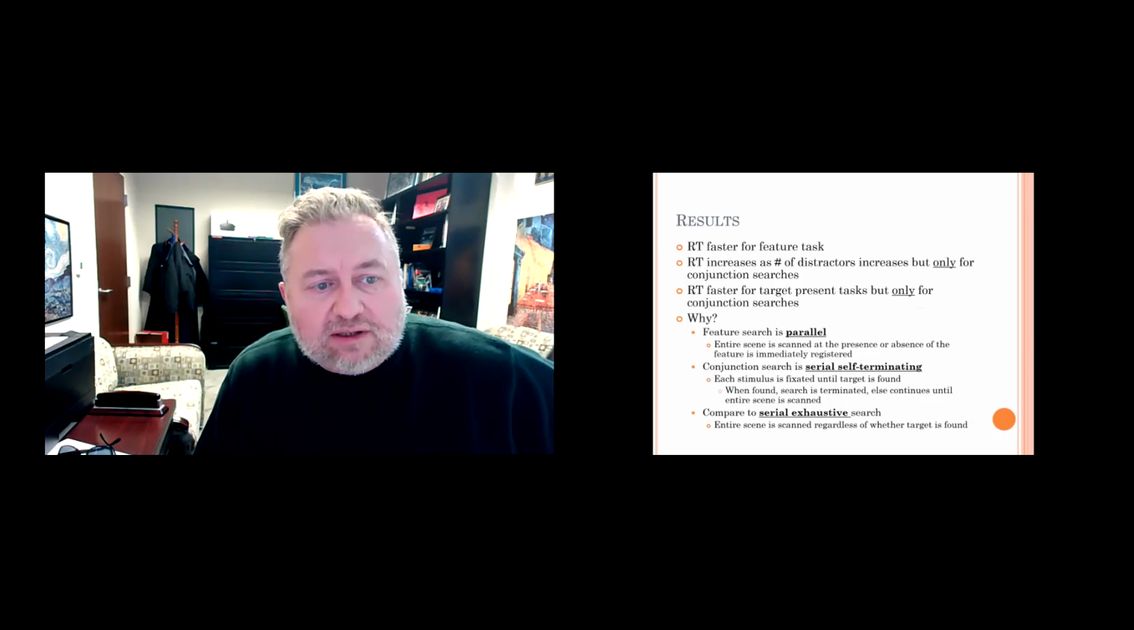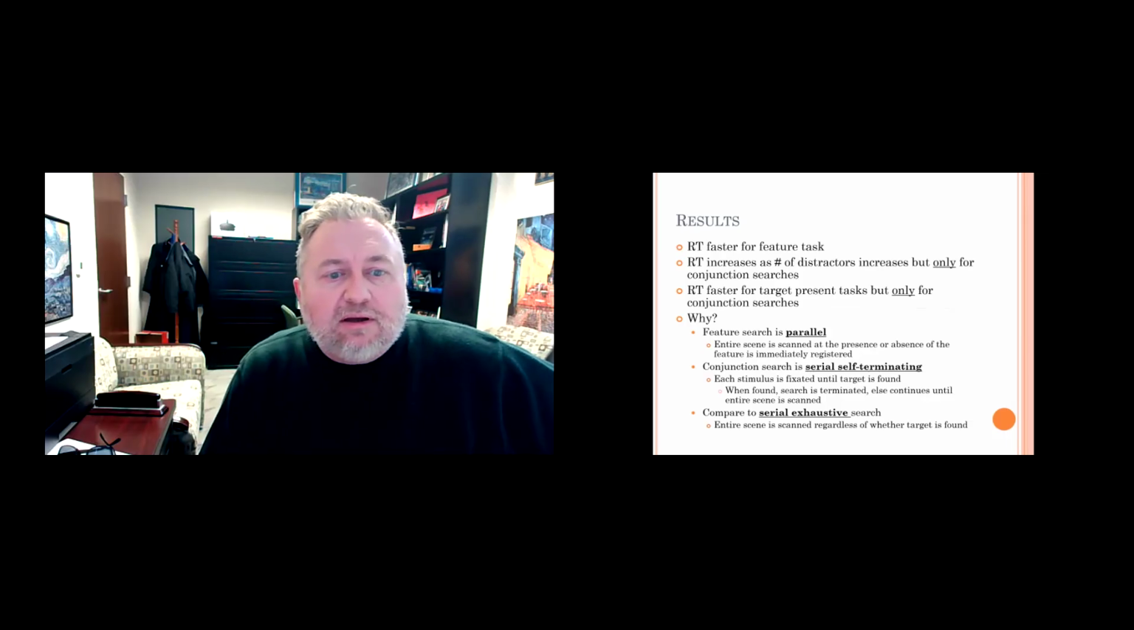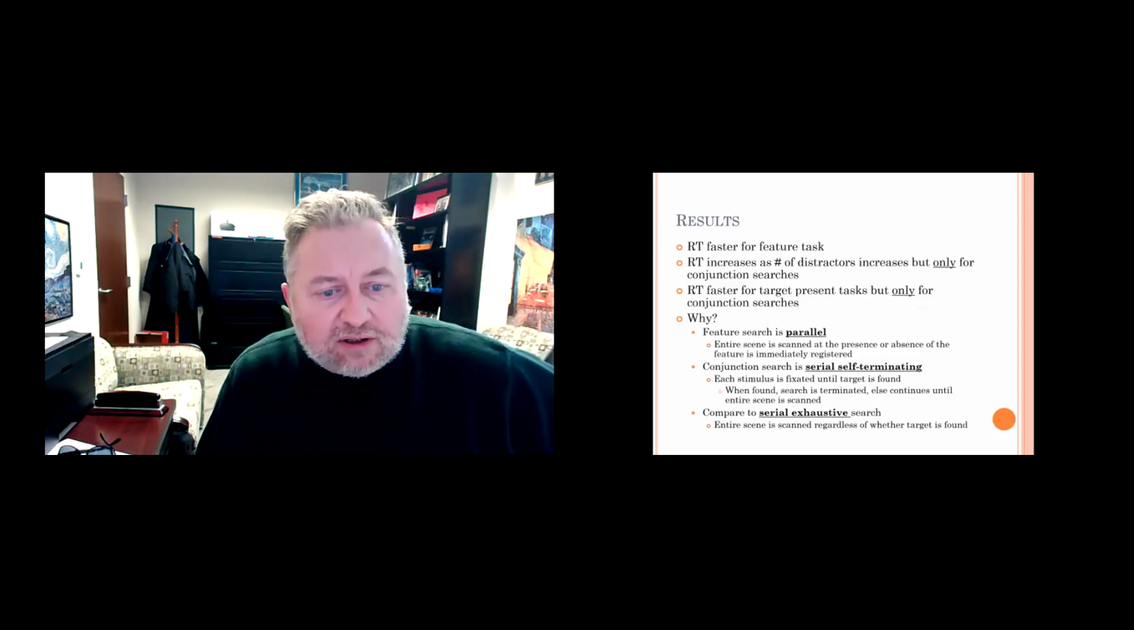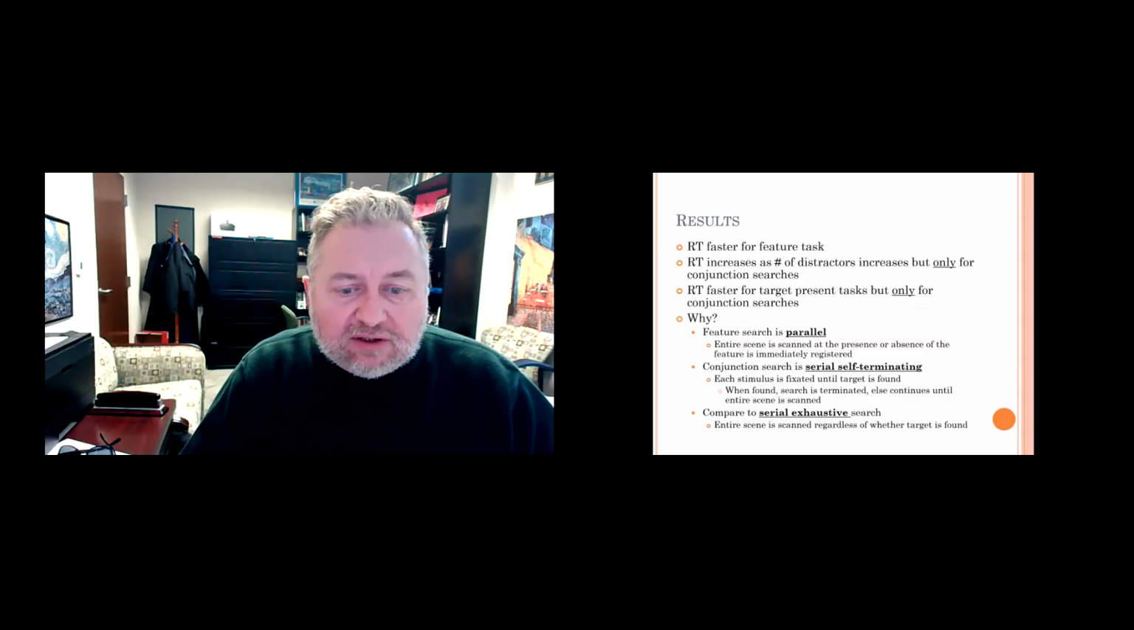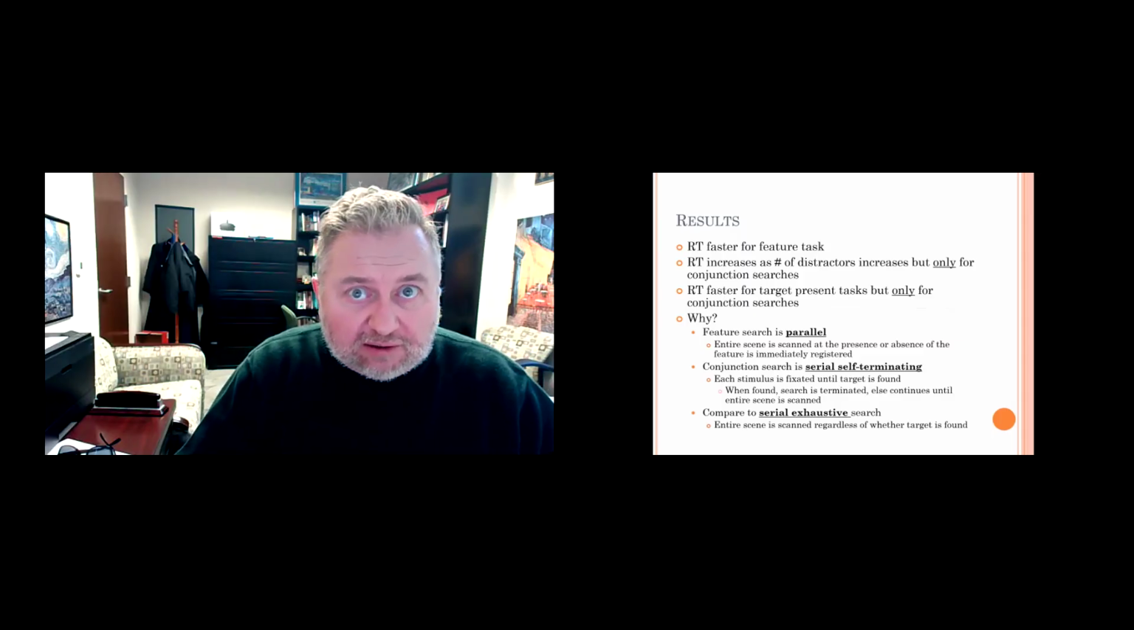So again, for the feature task, reaction times are faster. Reaction time increases with the number of distractors only for conjunction searches. The effect of the target present versus absent manipulation also only shows up for the conjunction searches. So our conclusion here is that this is evidence that feature searches occur fast and in parallel, right?